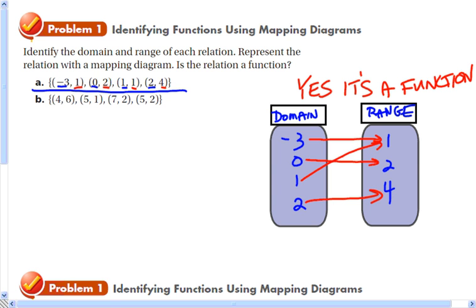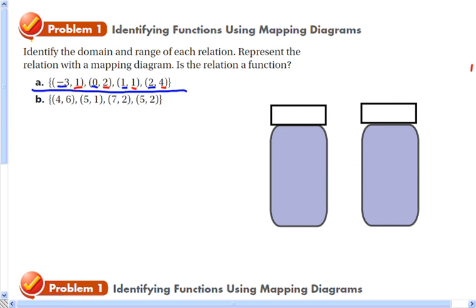All right, let's try the second one. You might have to redraw something to do the second one. I'm just going to erase this. And the second one, so this is our domain again. This is our range. In our domain, we have 4, 5, 7, 5. So 4, 5, and 7. And in our range, that's our y values, we have a 6, a 1, and a 2.